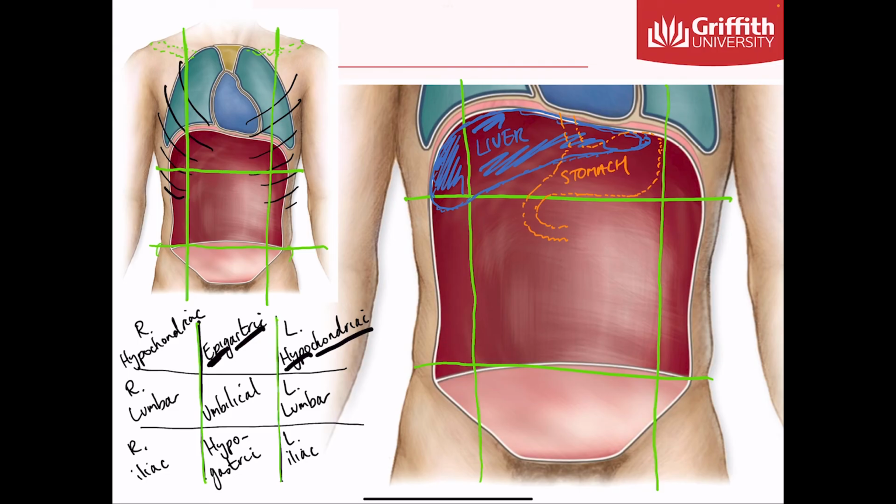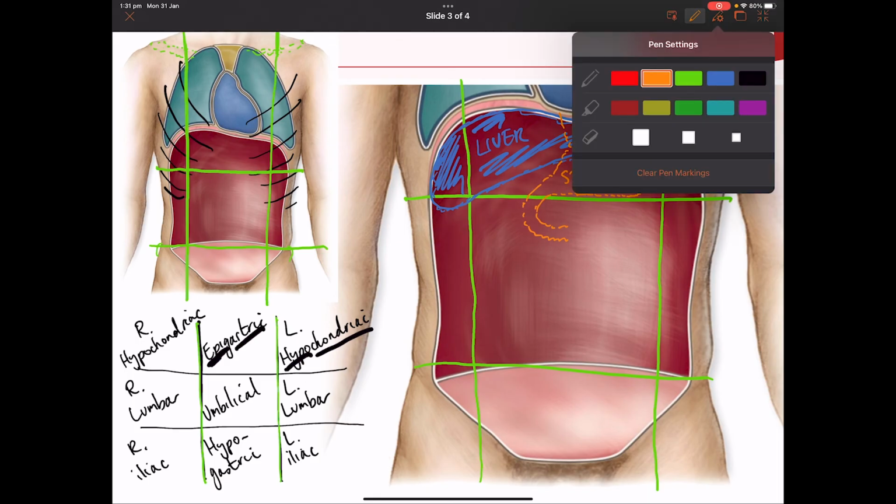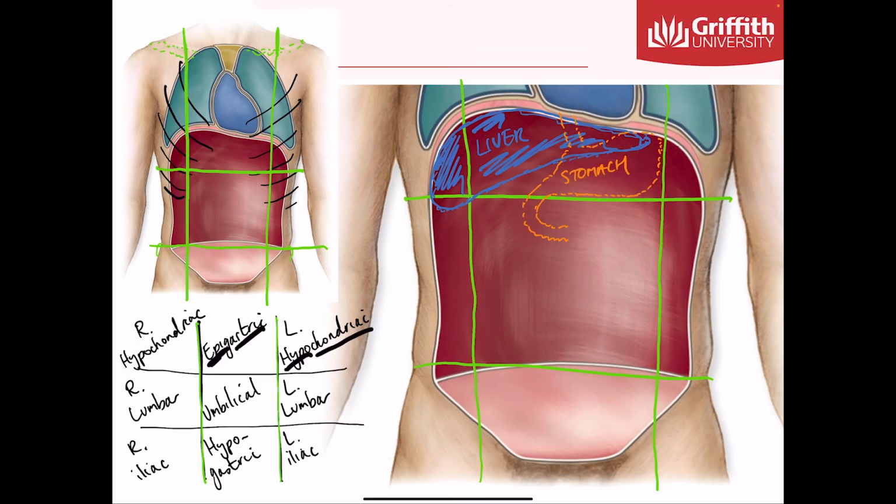A couple of other structures that we can draw in up the top before we move down is we can look at the spleen. So the spleen is really important when it comes to recycling dead red blood cells, and that sits a little bit behind the stomach over to this side. So it sits predominantly in the left hypochondriac region.